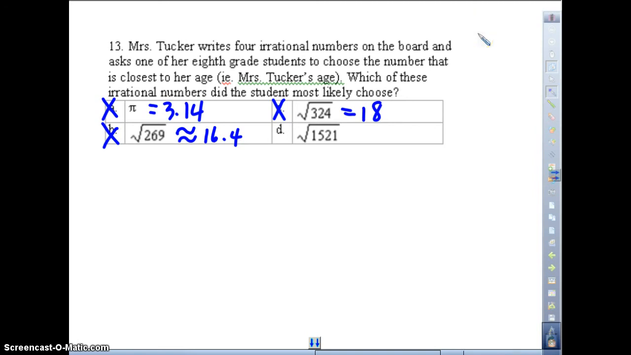Sorry about that. If you take the square root of this one, that equals 39. Yes, I am about 39 years old. So there you go, this would most likely be the one that the student chose.